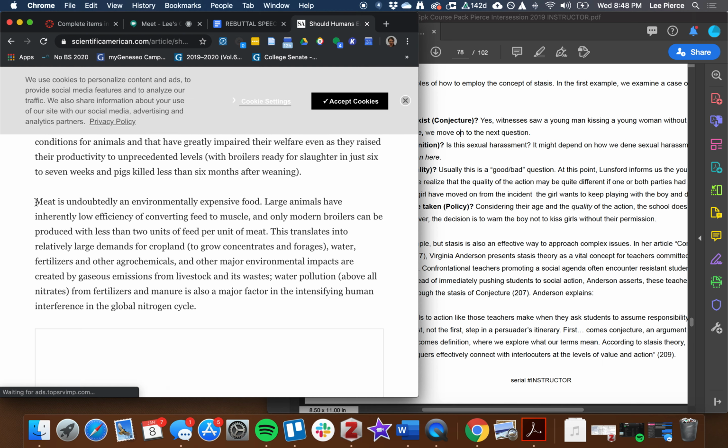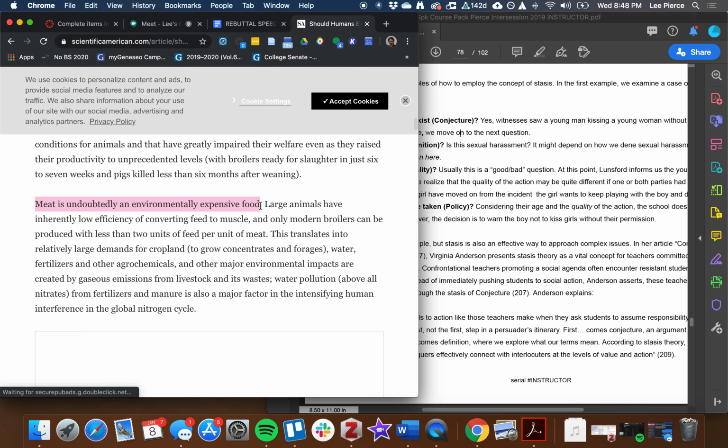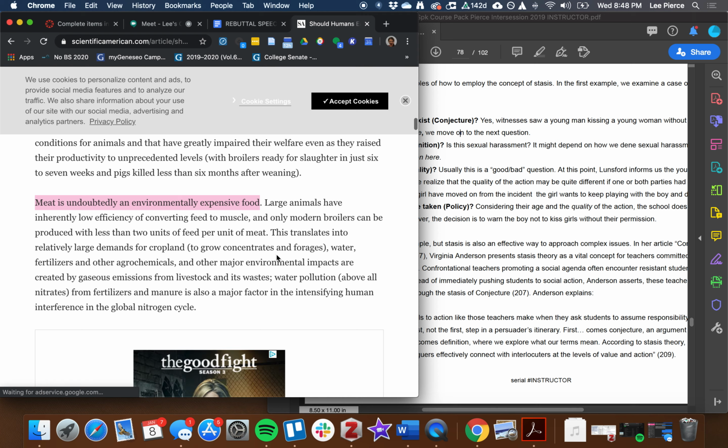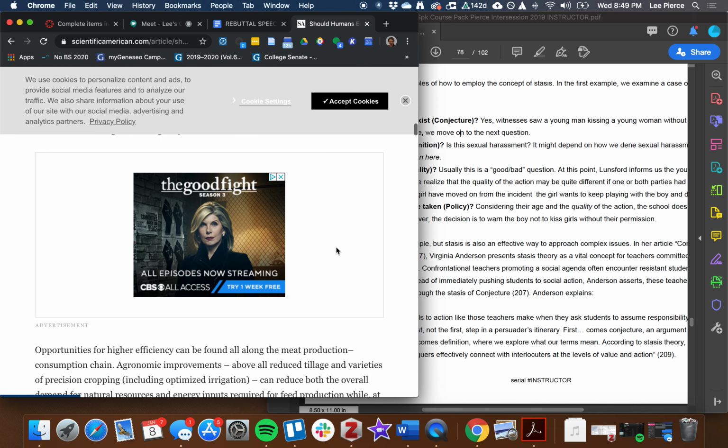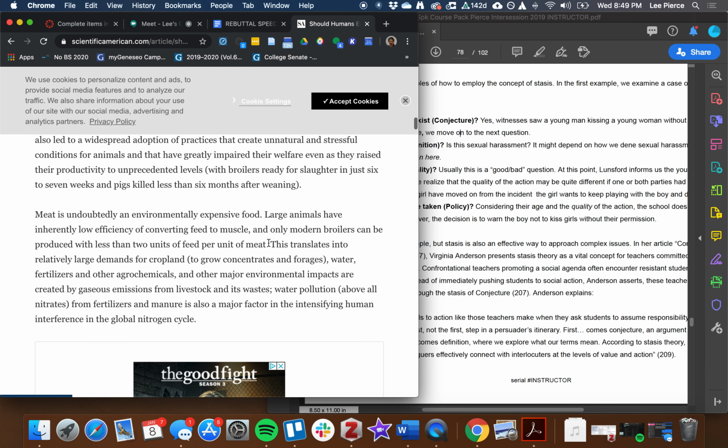So here's a good one. Meat is an environmentally expensive food. Large animals have inherently low efficiency of converting feed to muscle, and only modern broilers can be produced, and so on. This translates into relatively large demands for cropland, water, fertilizers, etc. So the question is, is this a claim of fact that we can argue against? All right, so meat is environmentally expensive.